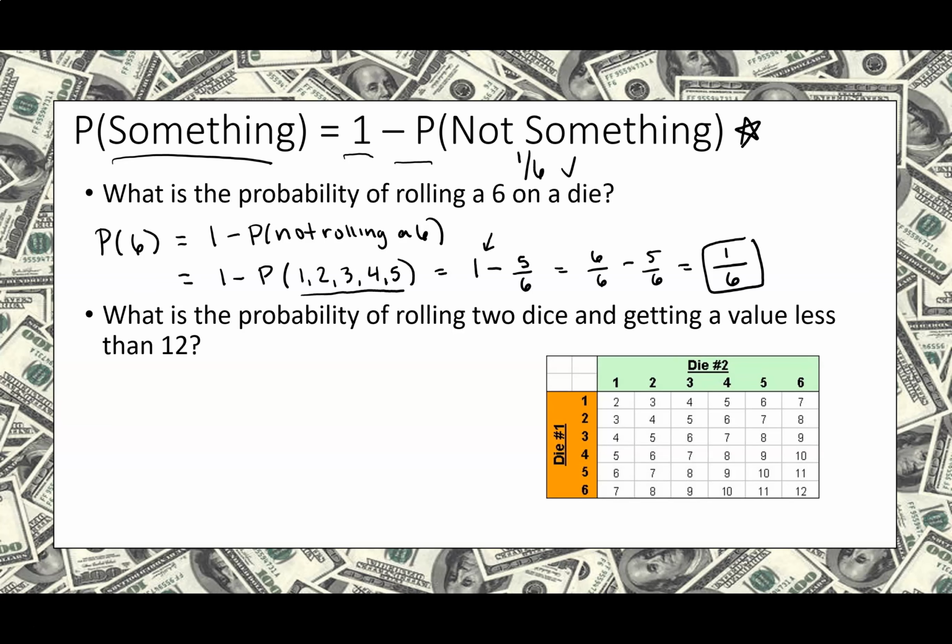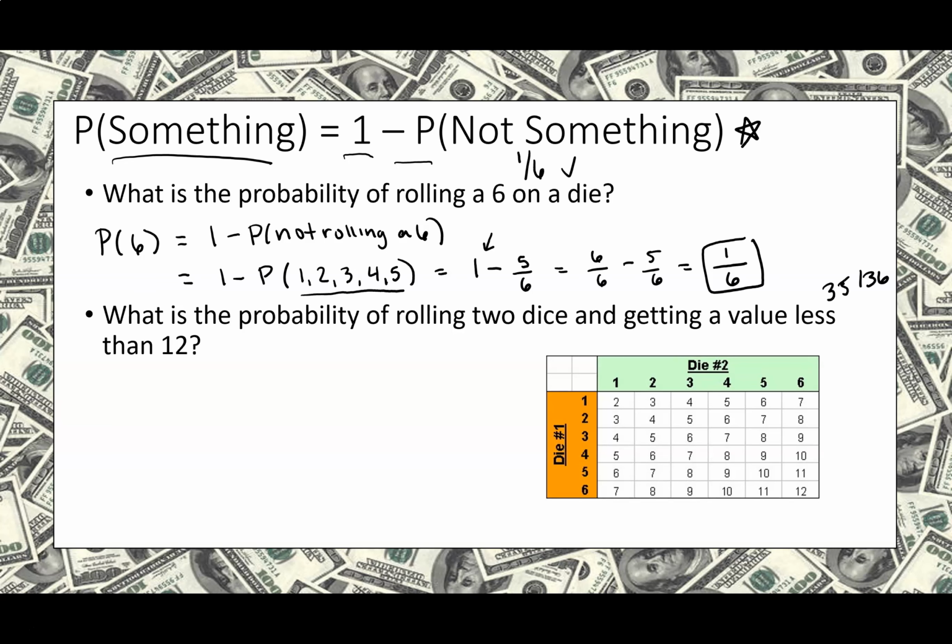All right, let's try this one here. What's the probability of rolling 2 dice and getting values less than 12? Well, certainly what I could do is I could add up all these values, right? And you get, I don't know, 35 out of 36, right? That's the easy way. So we know the answer is going to be 35 out of 36. But let's use this formula. And again, this is not the easiest way for these two problems, but it's understanding why this formula works.